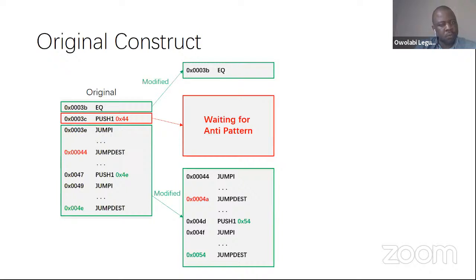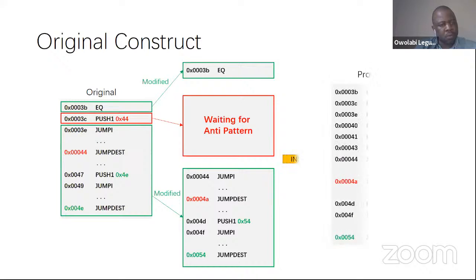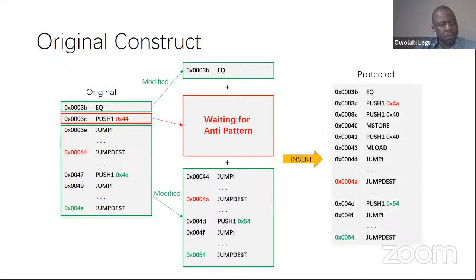With the extra length and the jump pair's original constructor, we modify the original bytecode. After all, it will insert the anti-patterns into the modified bytecode to generate the protected bytecode.